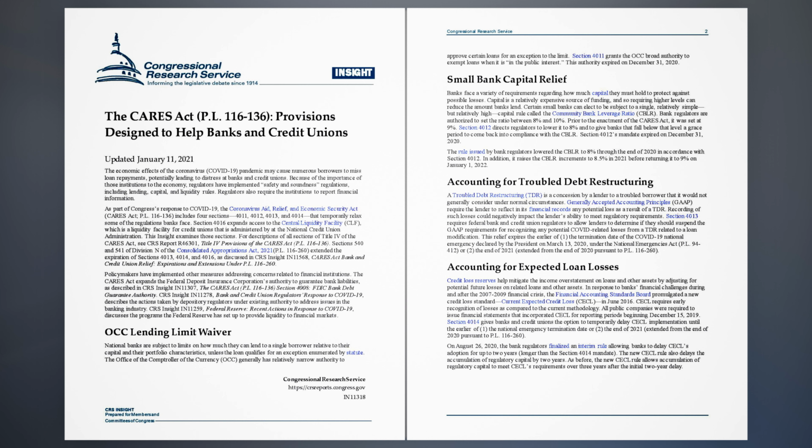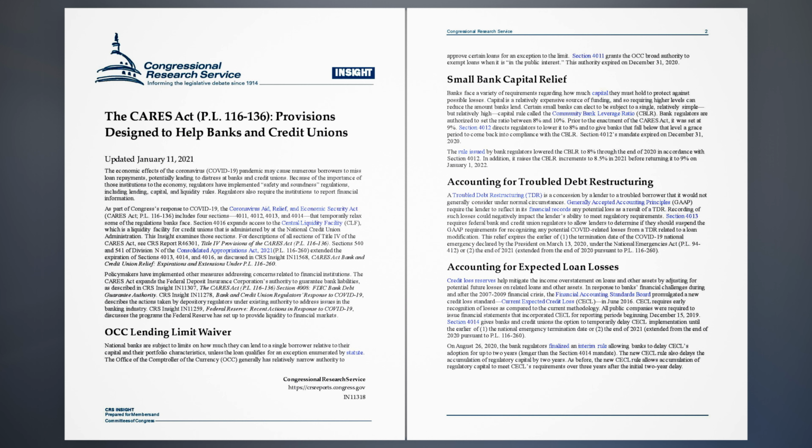Small bank capital relief. Banks face a variety of requirements regarding how much capital they must hold to protect against possible losses. Capital is a relatively expensive source of funding, and so requiring higher levels can reduce the amount banks lend. Certain small banks can elect to be subject to a single, relatively simple, but relatively high, capital rule called the Community Bank Leverage Ratio (CBLR). Bank regulators are authorized to set the ratio between 8% and 10%. Prior to the enactment of the CARES Act, it was set at 9%.